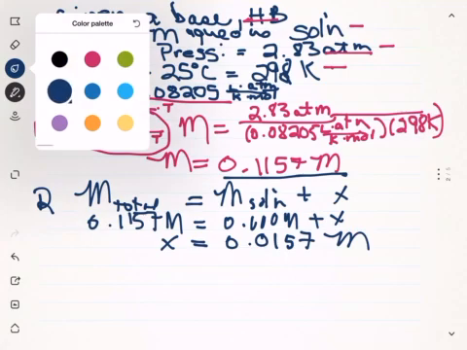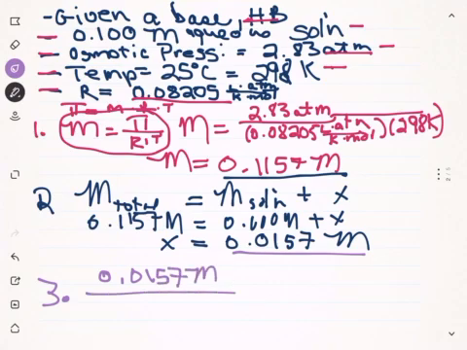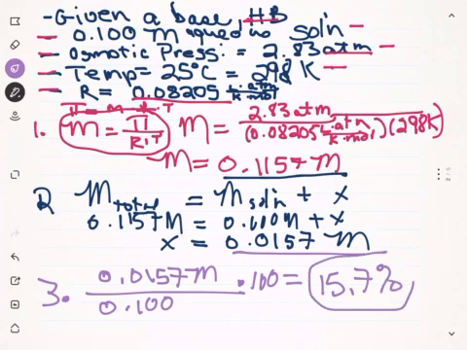Okay, and then last but not least, our last step, we're simply going to figure out what percent we have here, and to figure out our percent dissociation, we're going to take our dissociated molarity divided by our solution molarity, take that quantity times 100, and the answer is 15.7%. Not too tough of a calculation.